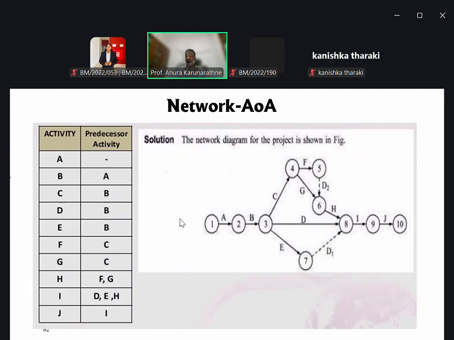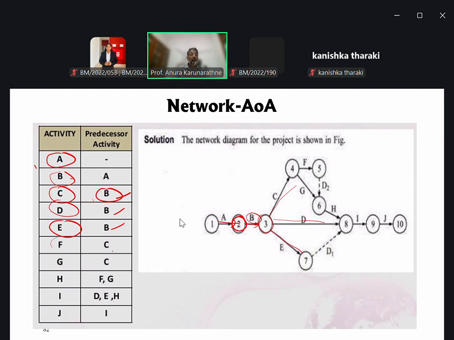So if I go to this one, easily you can go for here. You can see starting from A, right? A has no immediate predecessor. You can draw here A. Then B from A, right? Then C, D, and E after completing B, right?